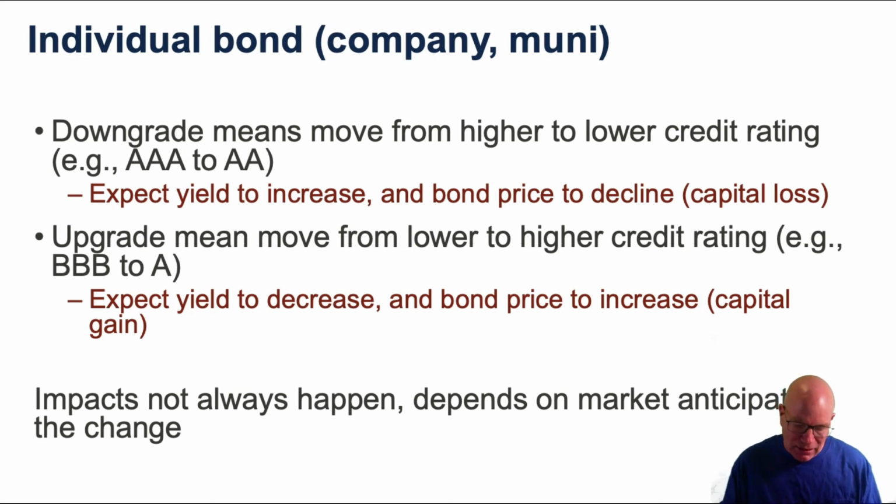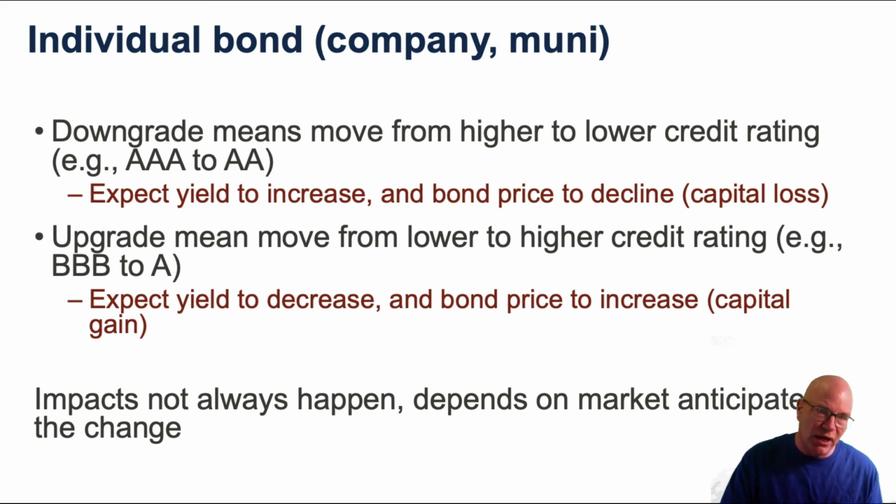If we look at individual companies, all publicly traded bonds, corporate, municipals, etc., are rated by various credit quality companies. If we see a downgrade, that means the rating company is explicitly saying the default risk has increased. In that case, you will typically see the expected yield, the yield to maturity, increase, the bond price decline, and you have a capital loss.